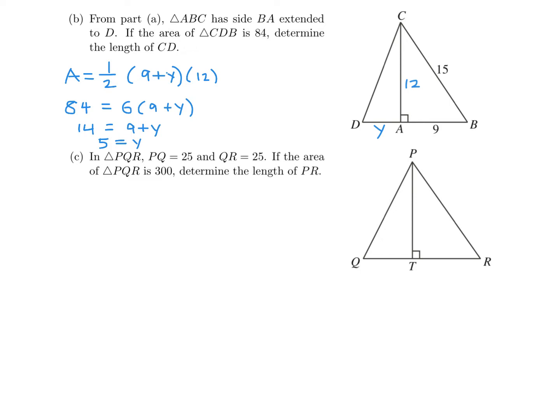Okay, so I've got to do Pythagoras. So that means that CD squared is equal to 5 squared plus 12 squared, if you use the Pythagorean theorem on that triangle. And that's 25 plus 144. So that's 169. And therefore CD is equal to 13.